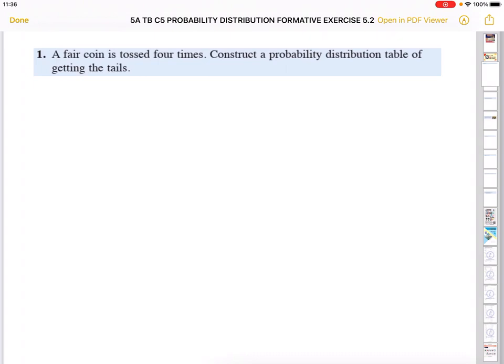So this is a binomial distribution, and in binomial distribution the probability of getting head and tail in this case will be the same, and your n is now 4 because you toss it 4 times. Your p is 1/2, because it's a fair coin, and if the probability of getting tail is half, the probability of not getting tail will be 1 minus half, which is also 1/2.